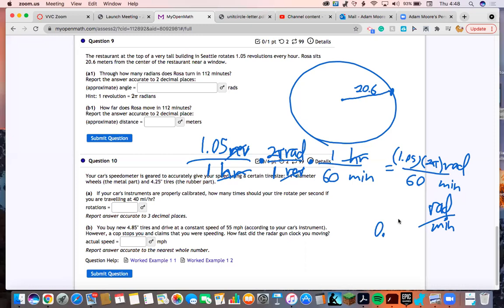We're looking at the speed she's going at. Sorry, I paused the recording and lost myself. So we have 0.1099557. We'll just stop it at 557. That's pretty far out. Radians per minute, that's how fast she's going.